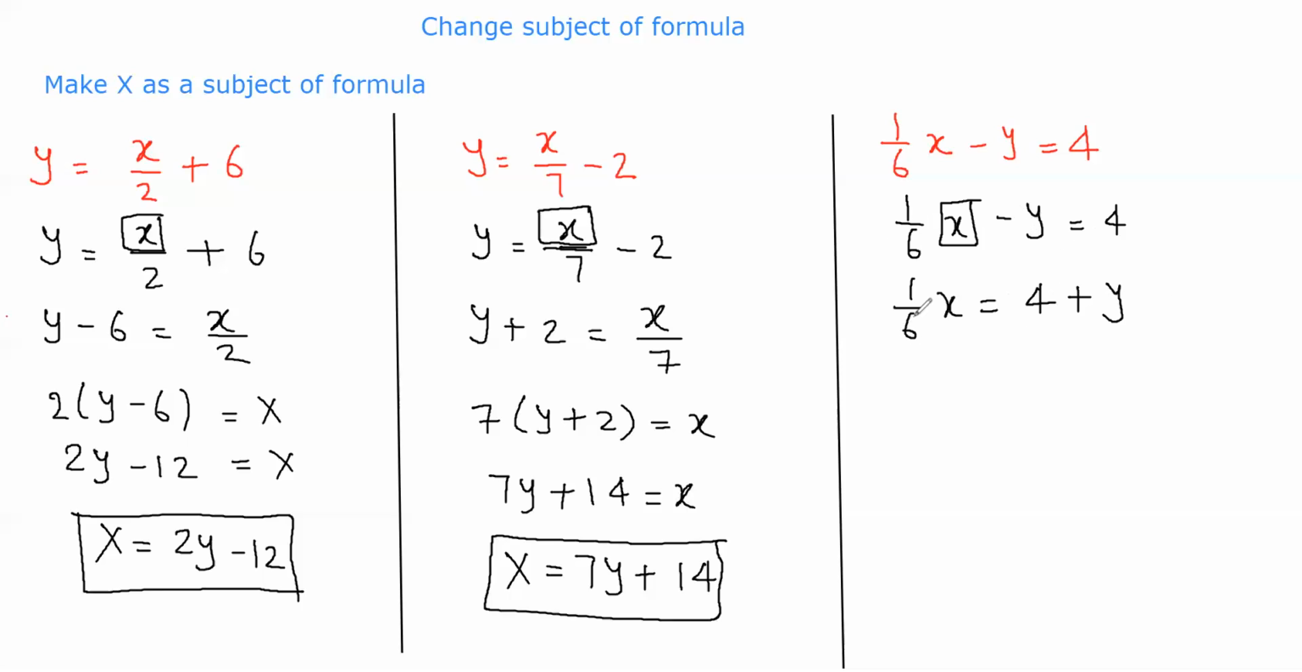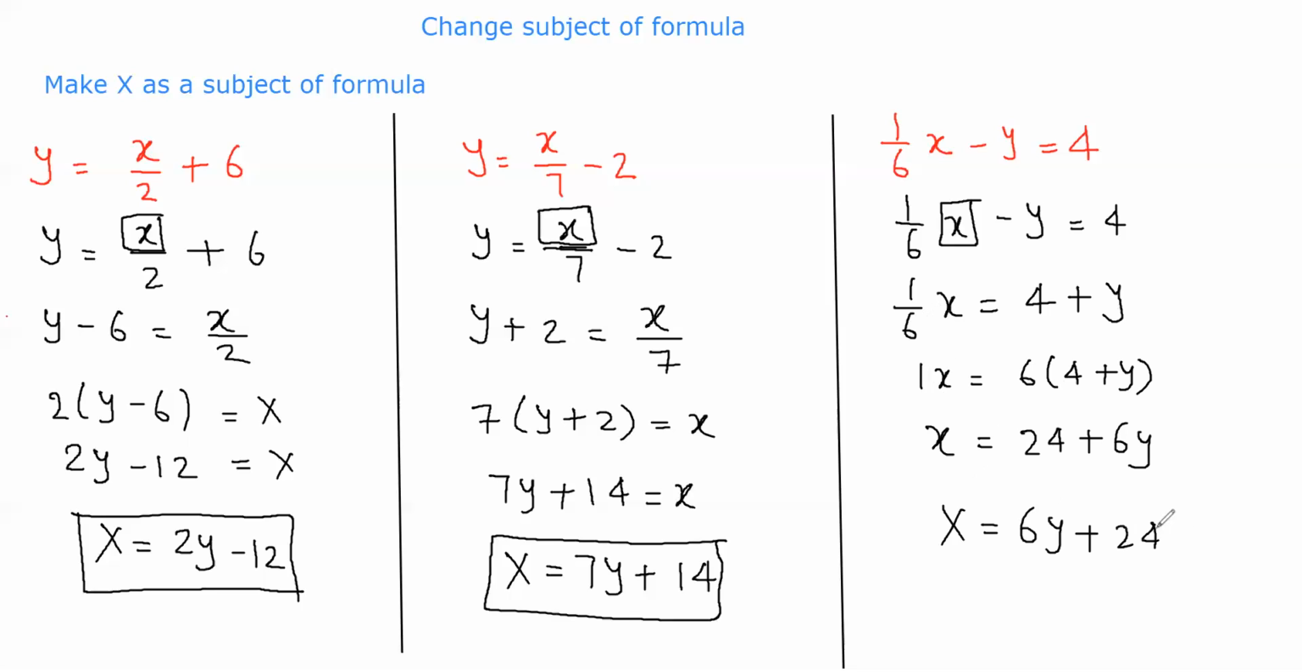Now you can see this 6 is in divide here and 1 is in multiply. So first you can shift the 6 divide as a multiply. So 1x is equal to 6 multiplied with 4 plus y, which is 1 times x is x, and 6 times 4 is 24 plus 6 times y is 6y. So we can write x is equal to 6y plus 24 here. So this is the subject of formula. x is the subject of formula.